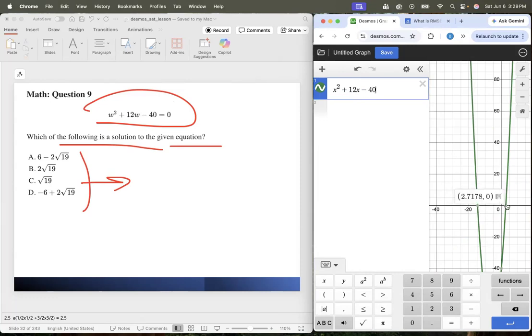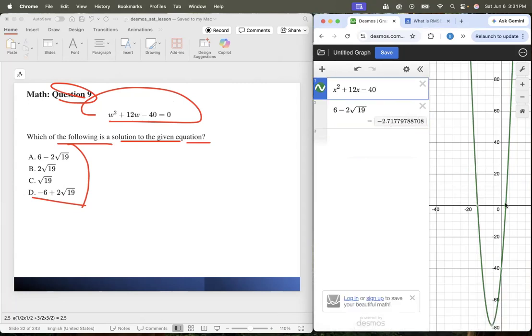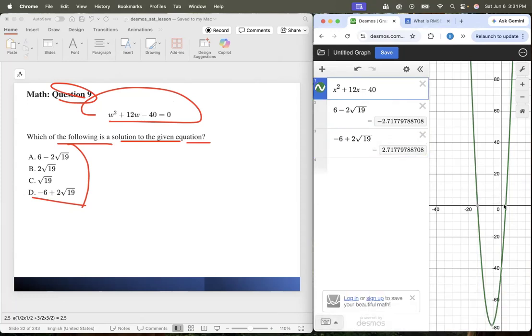You can see, basically, I'm going to use the values they've given me and calculate what they would give me. 2 square root of 19. And this gives you minus 2.71. But our answer choice is what? 2.71. That means this looks the same as that. That means it has to be D. And let's confirm it. Minus 6 plus 2 square root of 19. And it gives you 2.71. And this is 2.71. And therefore, this is the right answer. D is the right answer.